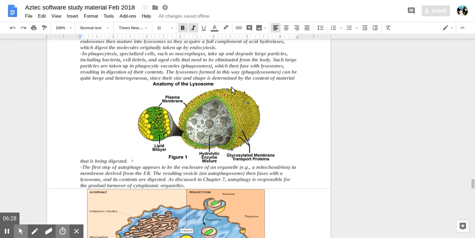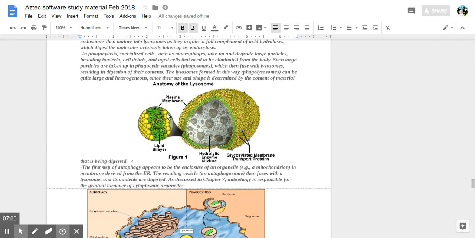So large particles are taken up in phagocytic vacuoles or phagosomes, which fuse with the lysosomes, resulting in digestion of their contents. The lysosomes formed in this way, phagolysosomes, can be quite large and heterogeneous since their size and shape is determined by the content of the material being digested. So here's shown.